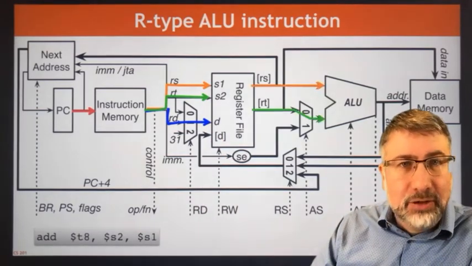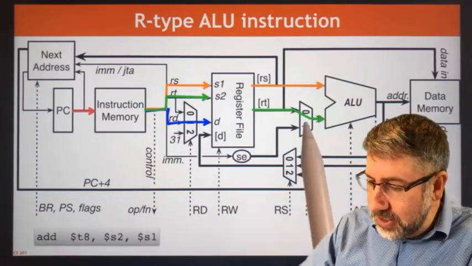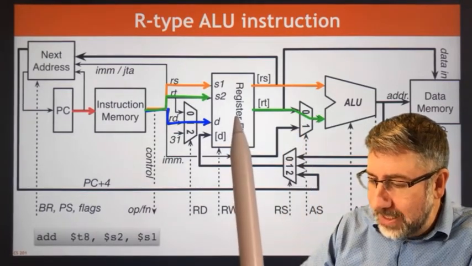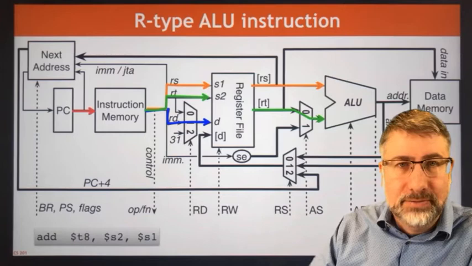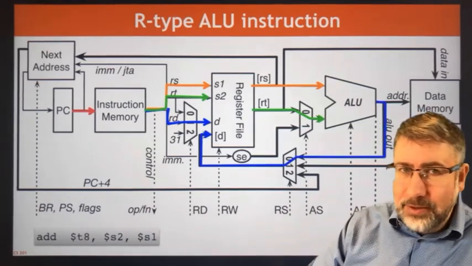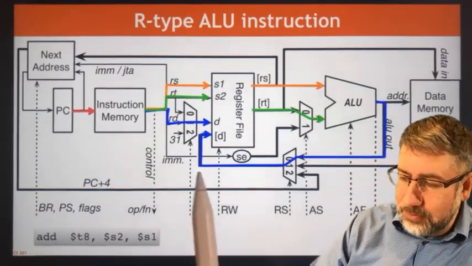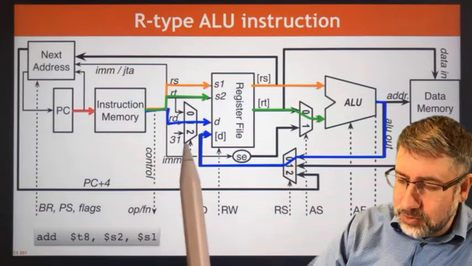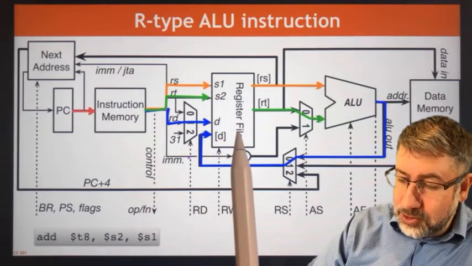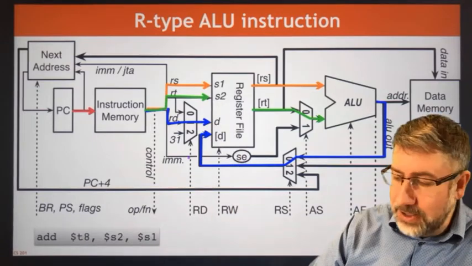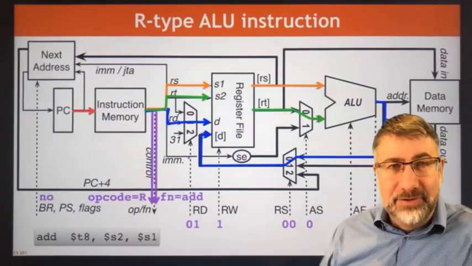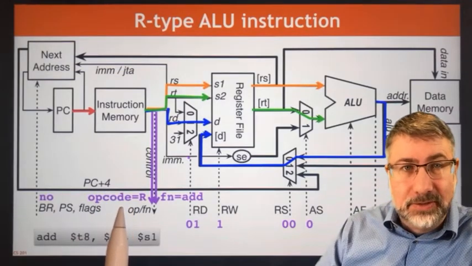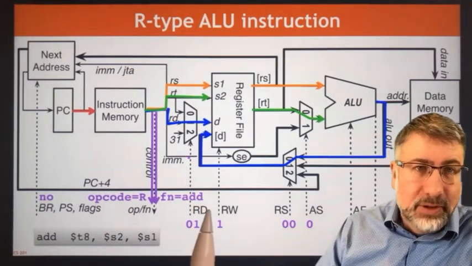Then the register file looks up the values for RS and RT. This multiplexer chooses 0 to pass the register result to the ALU. And then the ALU result is passed back through here, presented again. This multiplexer chooses 0, so it goes through here, and the result is stored in the address specified by RD. All of that control happens based on the opcode being R-type, which is 00000, and the function code being add, which we already showed you.